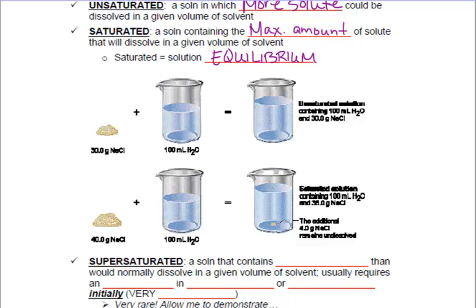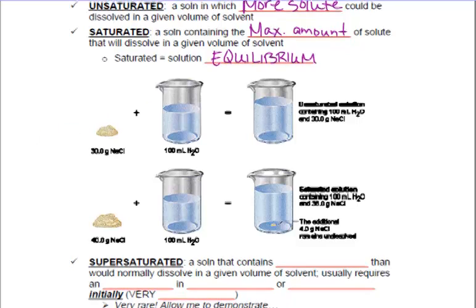And this is very important because when we say saturated, we know that it has an equal amount of everything, solute and solvent. So here are two little visual examples for you to show you how much is actually needed in water to be completely dissolved. So you have 30 grams of sodium chloride and 100 milliliters of water. When we mix those two together, we actually end up with an unsaturated solution which contains 100 milliliters of water and only 30 grams of sodium chloride. So all of the sodium chloride is dissolved, but there's still room to dissolve more in that 100 milliliters.